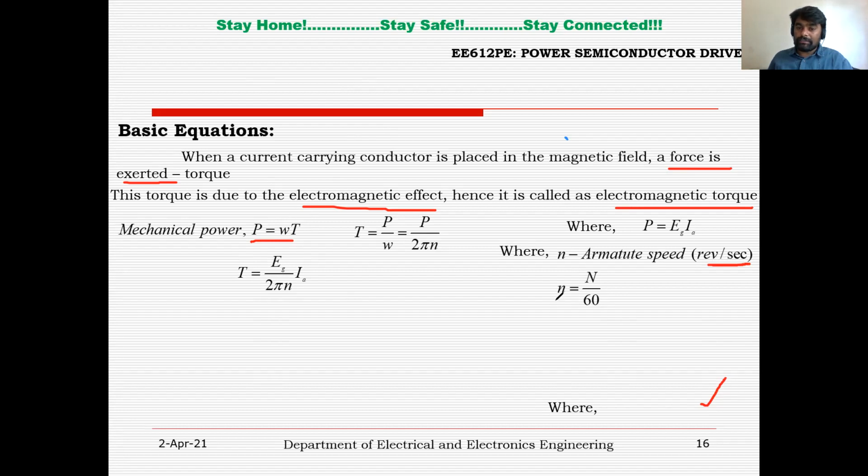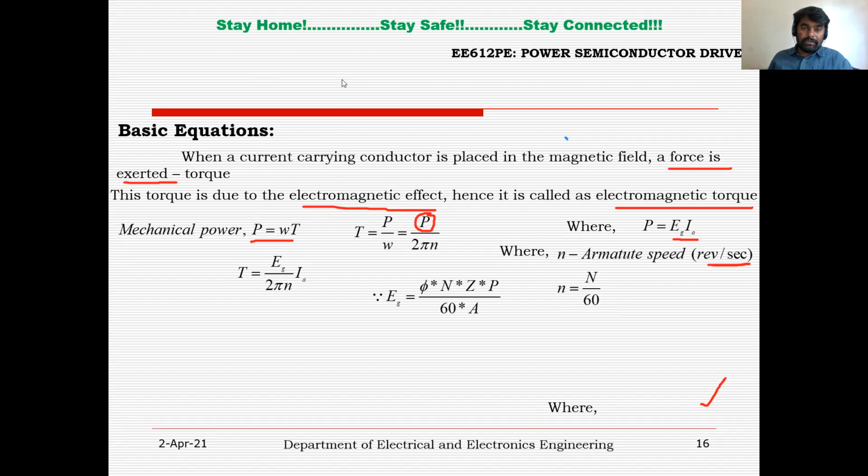So the relation between small n and capital N will be n equal to N divided by 60, which will give the value in revolution per second, right? Now, P, I can write it as the back EMF into the current flowing in the armature winding. So instead of P, it is EG into IA divided by 2 pi n, right?